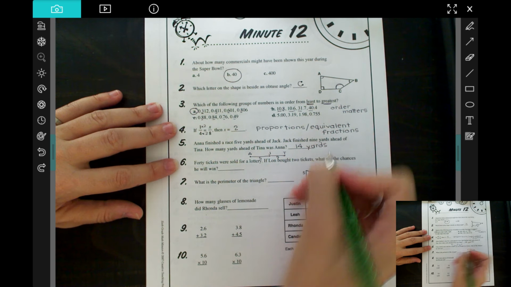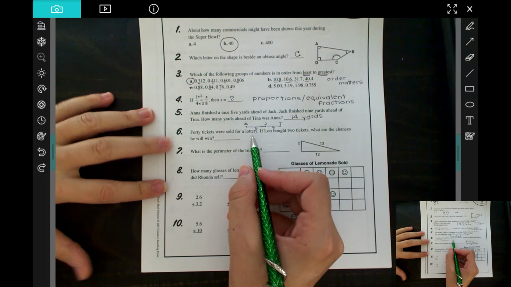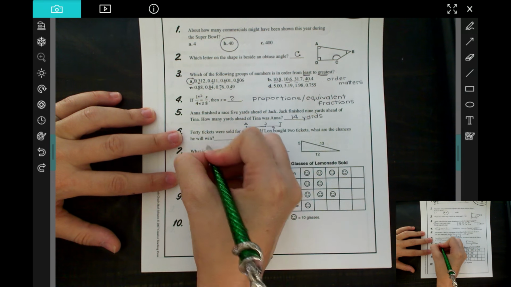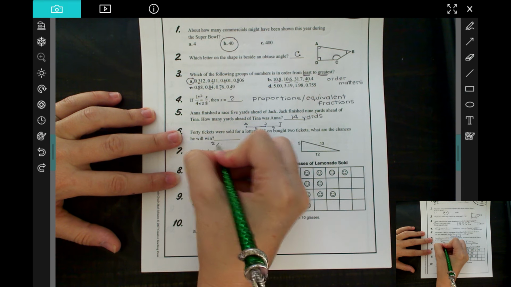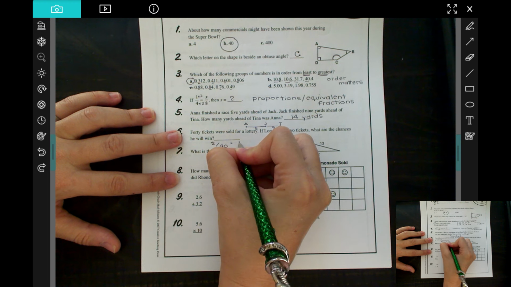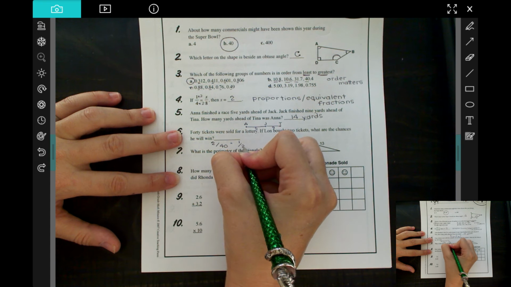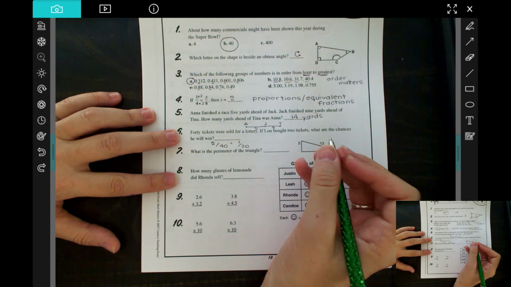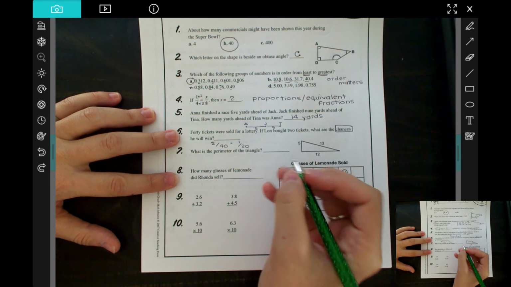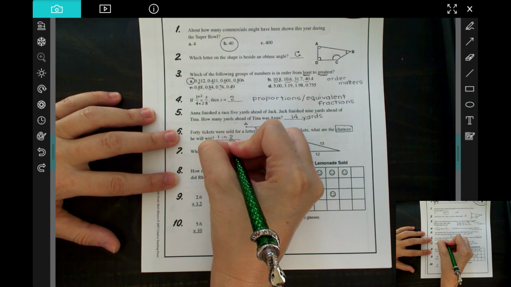Number 6, 40 tickets were sold for a lottery. If Lon bought 2 tickets, what are the chances he will win? So he bought 2 out of the 40. And we can reduce this to 1. So 2 divided by 2 is 1. 40 divided by 2 is 20. 1/20th. But when we talk about chances, you could say he has a 1 in 20 chance of winning.